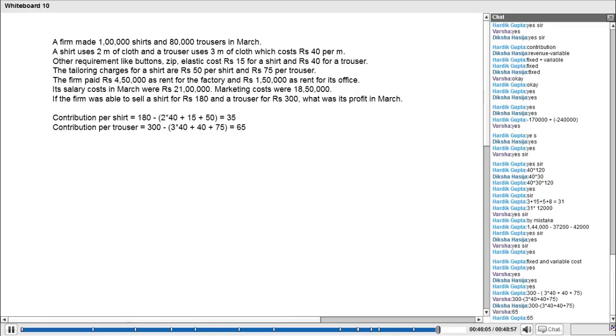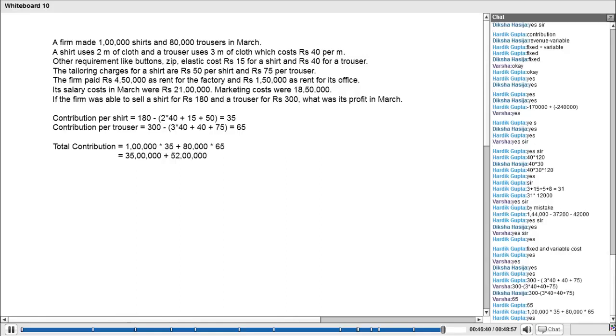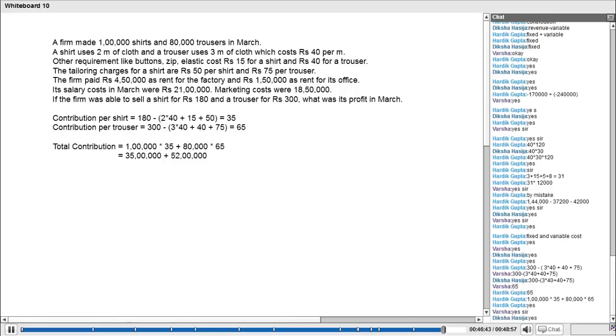So what is total contribution for this firm? So how many shirts did it make? 1 lakh into contribution of a shirt plus trousers, how much did it make? 80,000 into contribution of a trouser. So which is 35 lakhs plus 50, 48, 52 lakhs. Is that clear? Yeah. So 87 lakhs is the contribution.